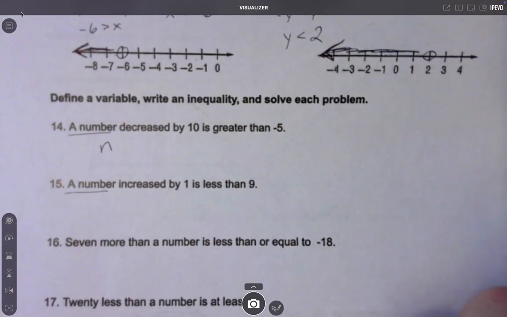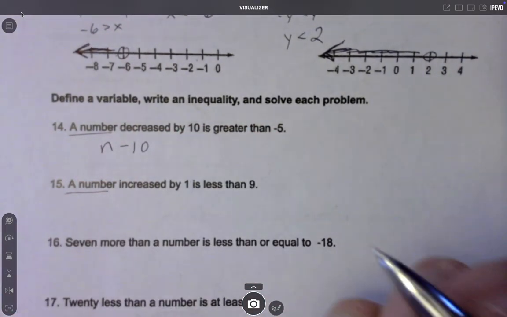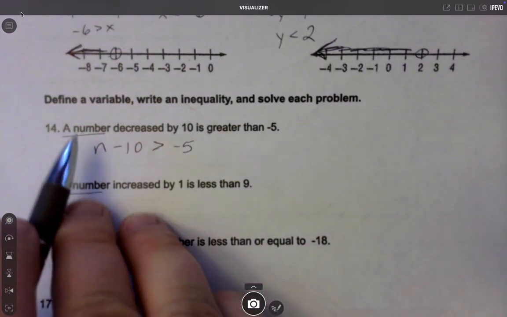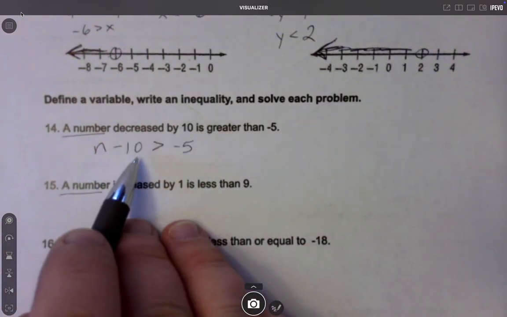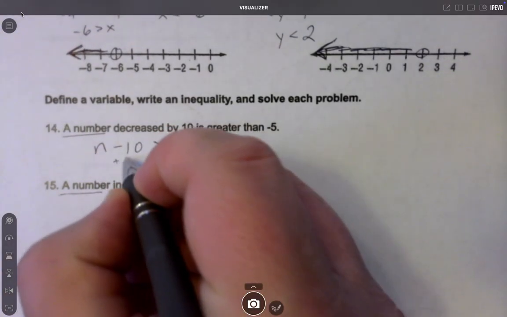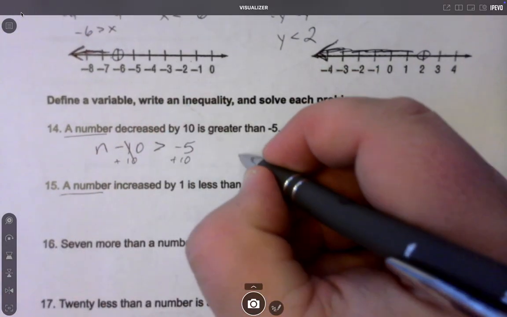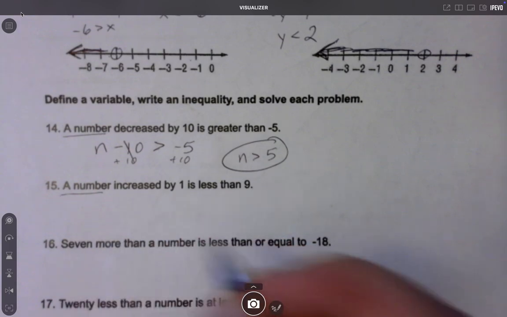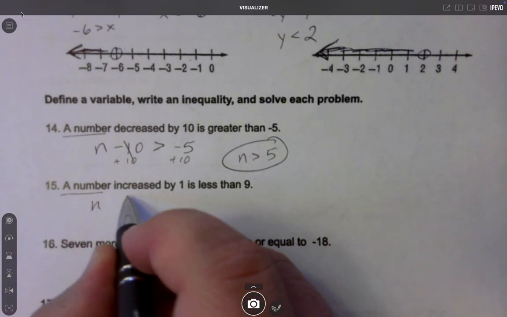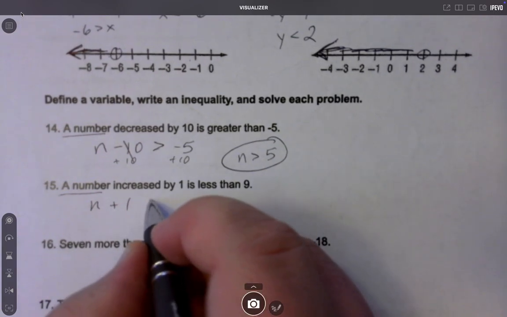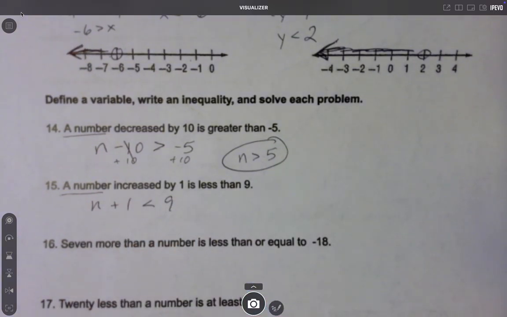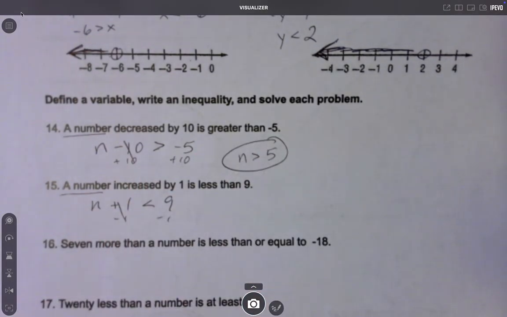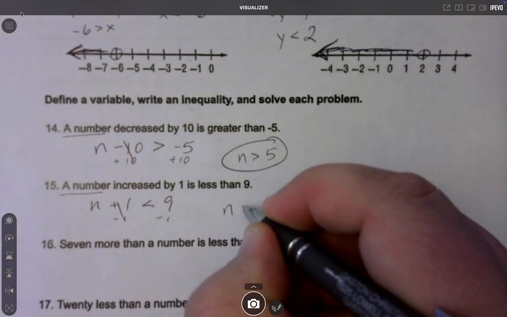So a number, that's where I put my variable, decreased by 10 minus 10 is greater than negative 5. So a number, n, decreased by 10, n minus 10 is greater than negative 5. So we add 10 to both sides, and we get n is greater than 5. 15, a number increased by 1 is less than 9. So we subtract 1 from both sides. Sorry about that. And we get n is less than 8.